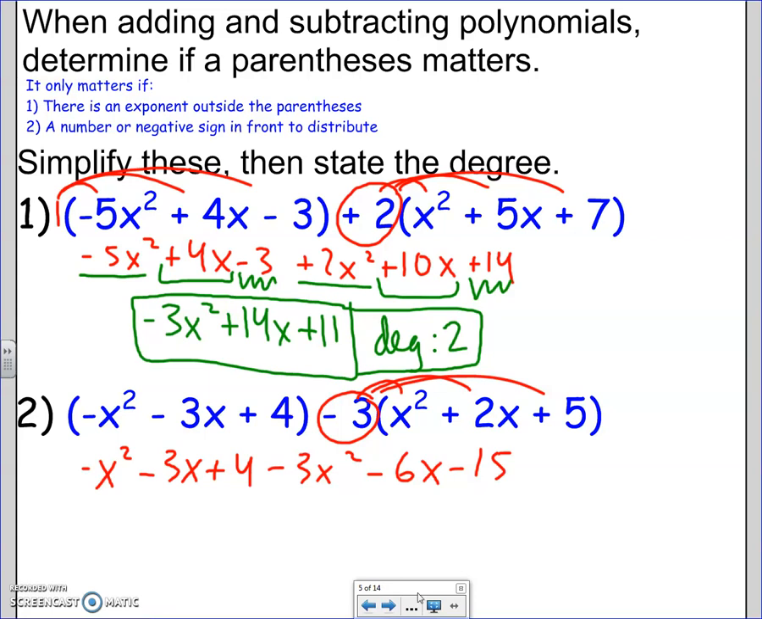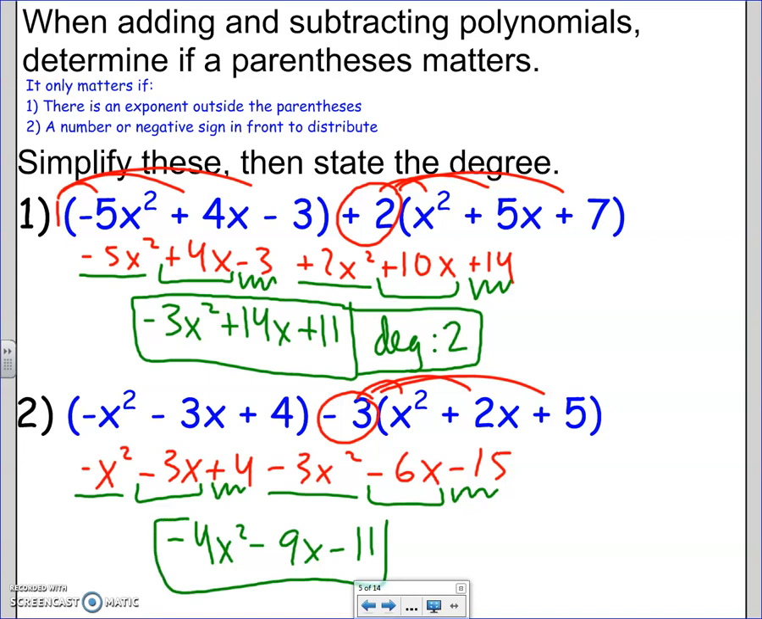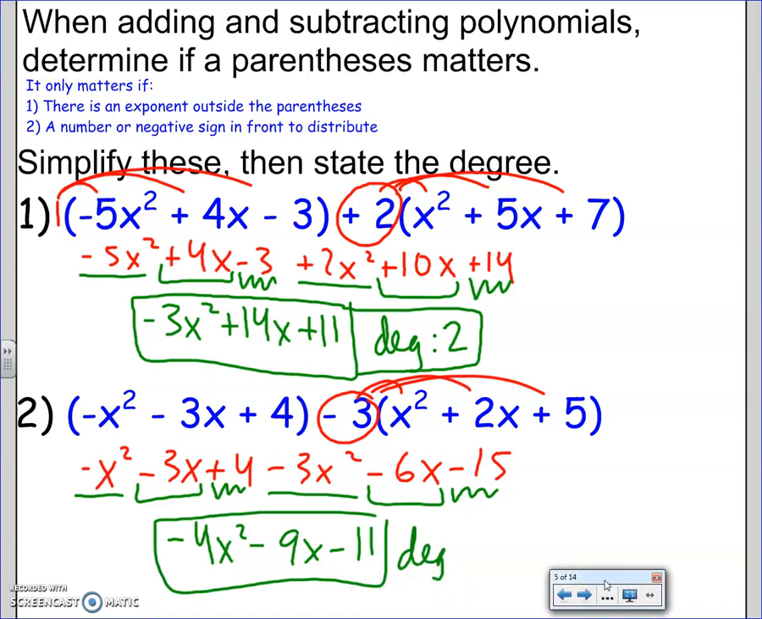I combine again. X squared, negative 1 minus 3 is negative 4x squared. Here's the x term, negative 3 minus 6 is negative 9x. Constant, 4 minus 15 is negative 11. Then the degree here is the highest exponent. The degree of each term, again, this has a degree 2, this is degree 1, this is degree 0. The highest number is 2. So the degree is 2.